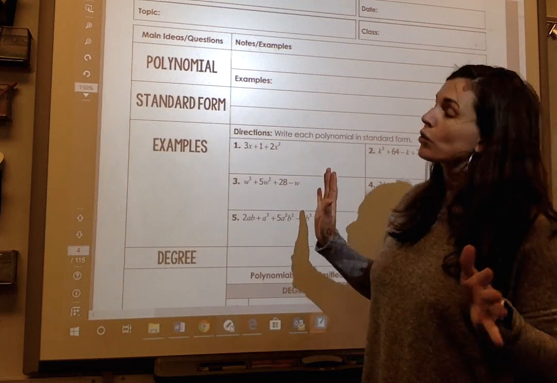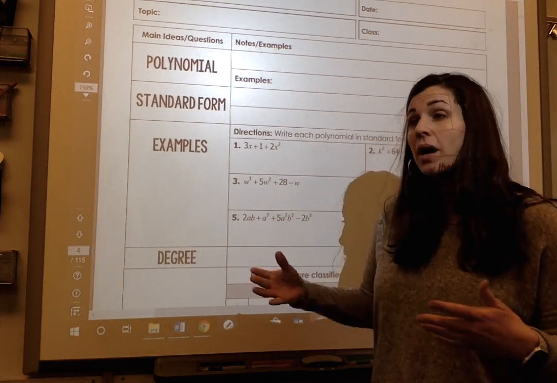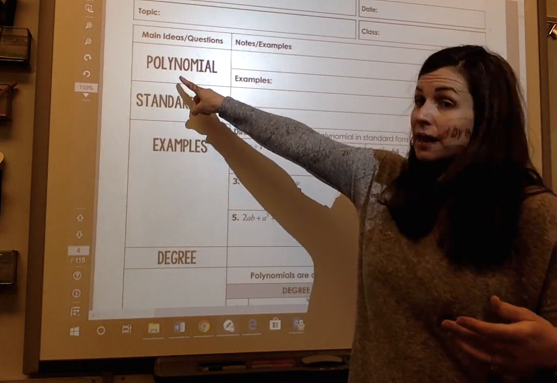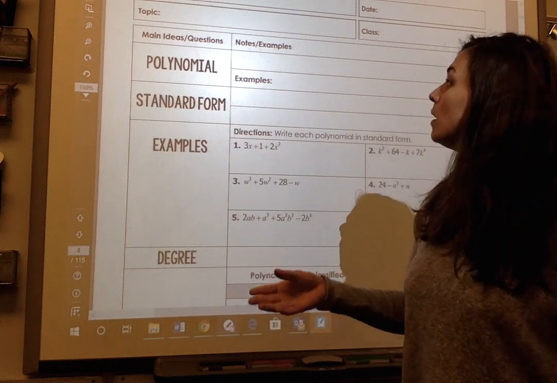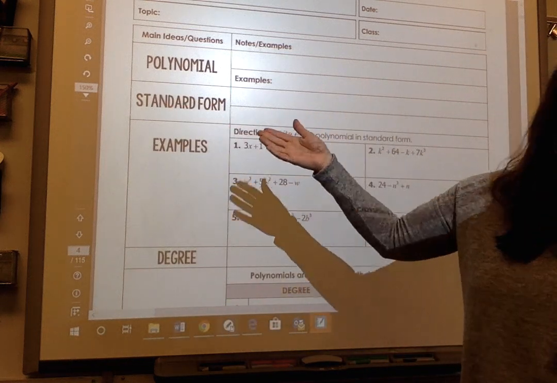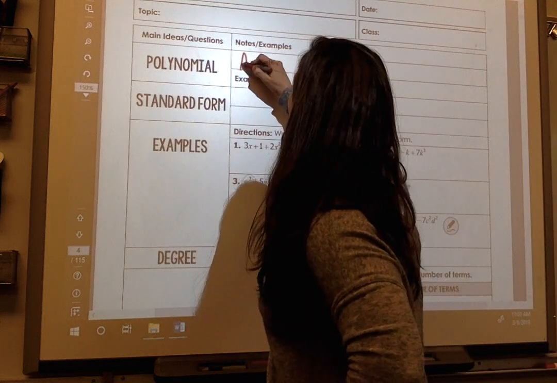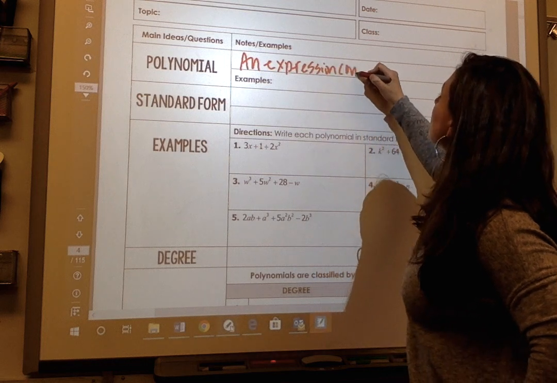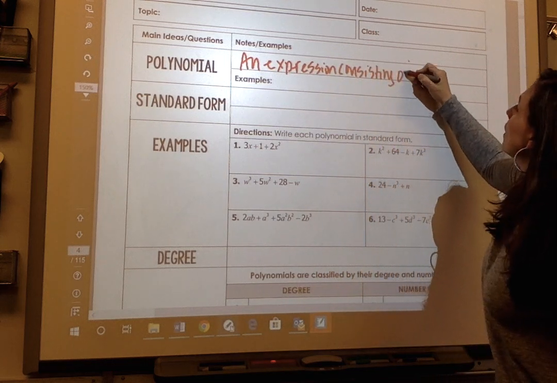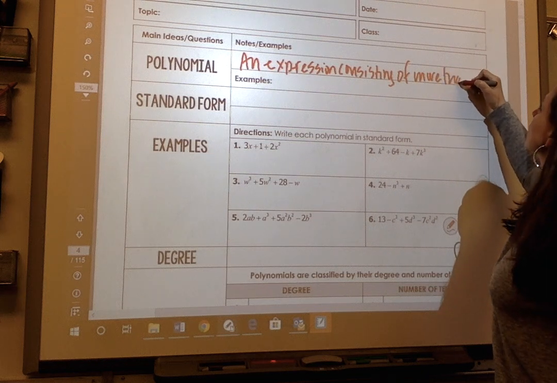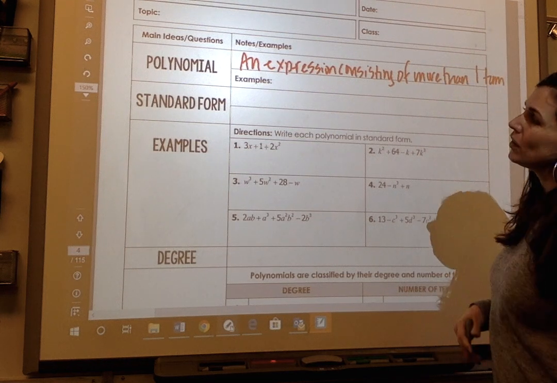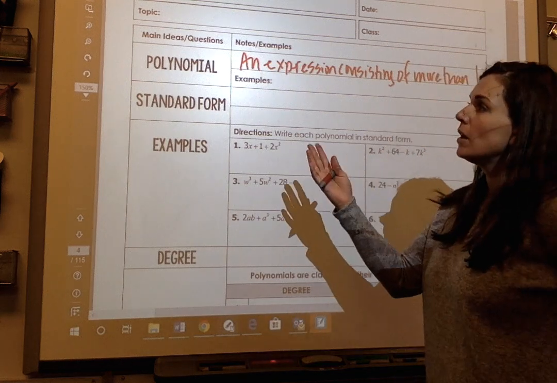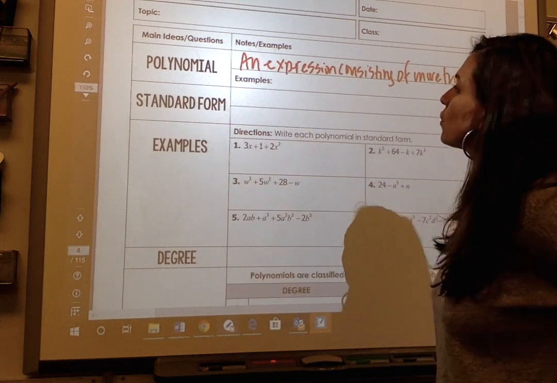So we're talking about polynomials, which you already know. Poly means more, and we've already talked about a monomial, which means one term. So poly with more is more than one term. So that is your definition of a polynomial. It is an expression consisting of more than one term. And you can go, like a binomial is 2 terms, a trinomial is 3 terms, and a polynomial is just the overall definition of more than one term.